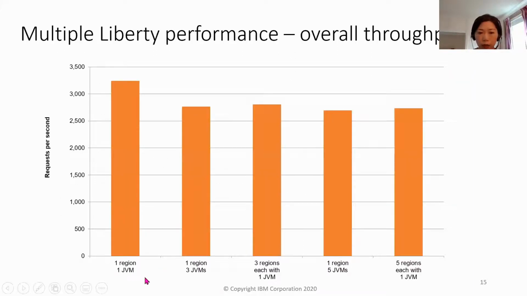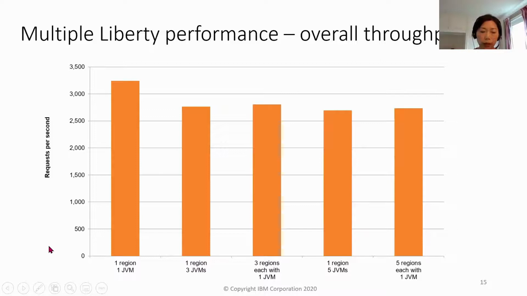So we have here a different kind of setup. The first is one region with one JVM, and the third bar and the fifth bar are multiple regions, but each one with one JVM only. The second and the fourth bar are one region, but with multiple JVM Liberty servers there. We're looking at the overall throughput here.